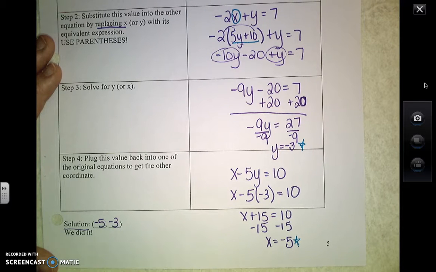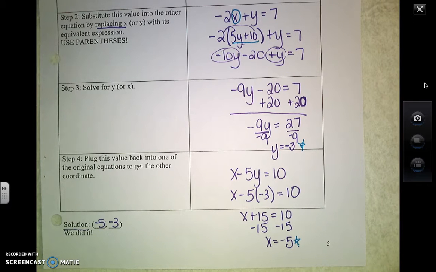And does the order of that matter? Absolutely. You have to give the x coordinate first and the y coordinate second. And that's how you solve a system by substitution. So the paper that I gave you in class has an example on it for substitution. So if you want to, you can pause the video and do that now. Or you can keep watching the rest of the video and then do both of the examples at the end.